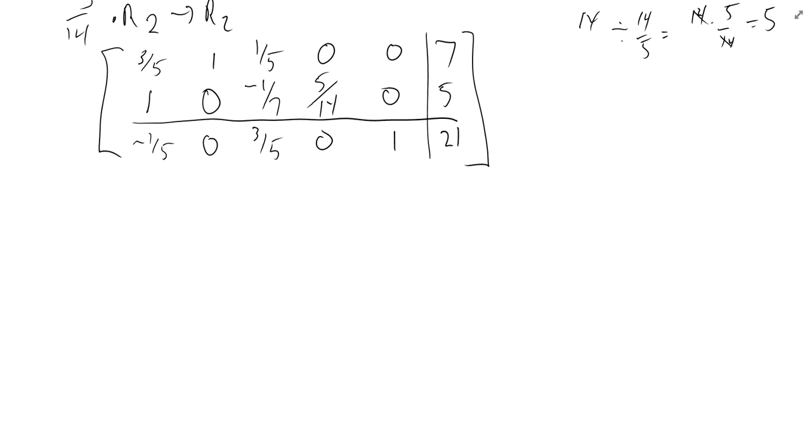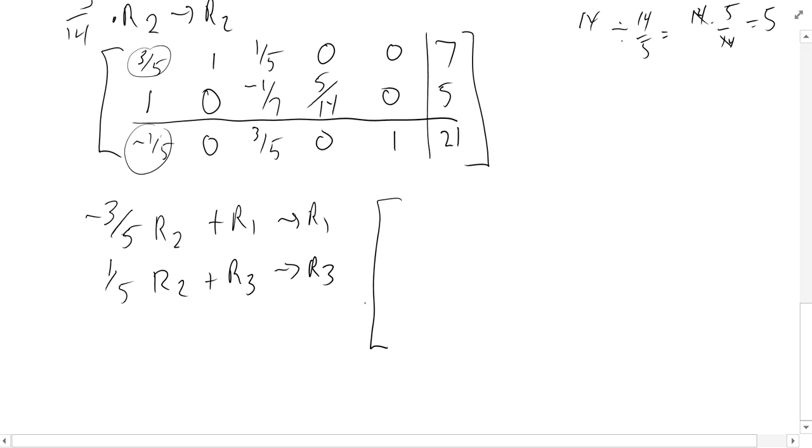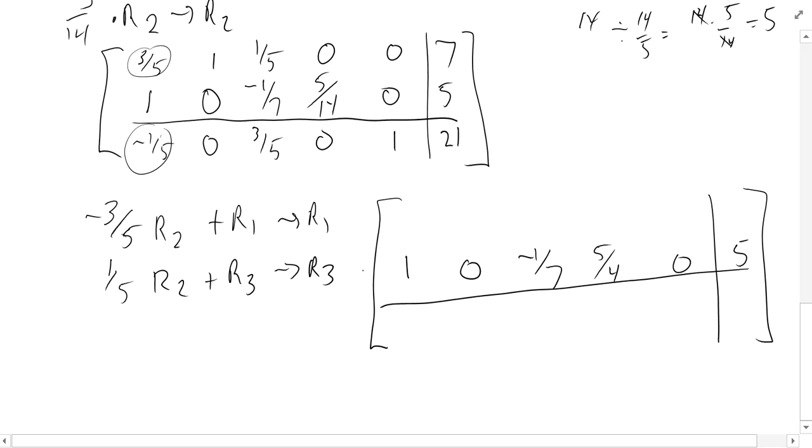Alright, so I've got the 1. I need to make a 0 above it, and I need to make a 0 below it. So if I do negative 3/5 times row 2, add it to row 1, and if I do positive 1/5 times row 2 and add it to row 3, I'll get a 0 in row 3, that first column in row 3. That should fix my two columns for me. So let's do that math. The middle row is going to stay the same, so let me write that in there to start with. I'm going to change the row above it and the row below it.